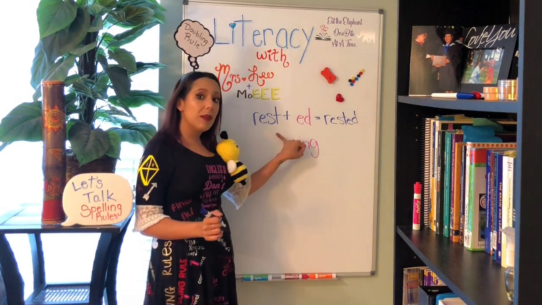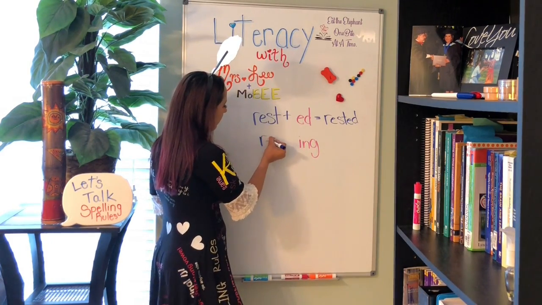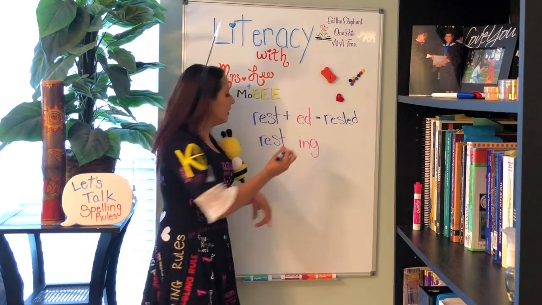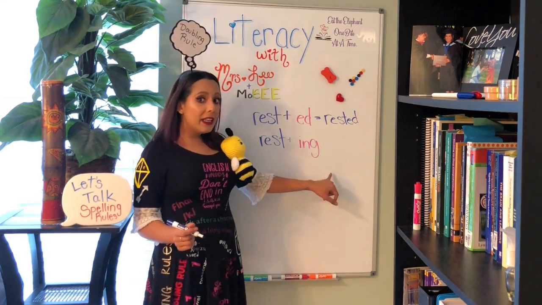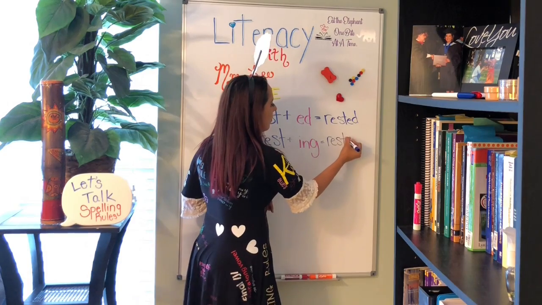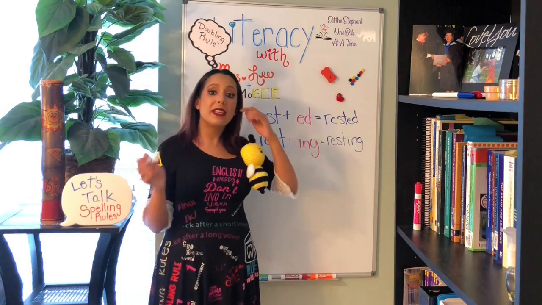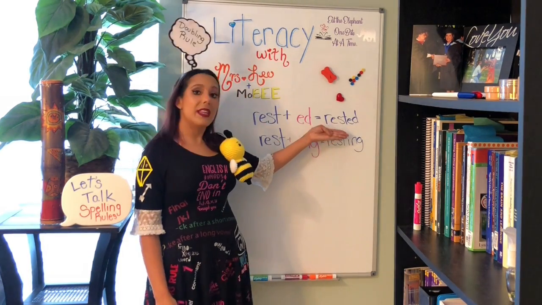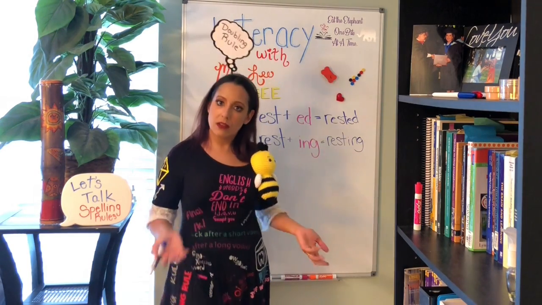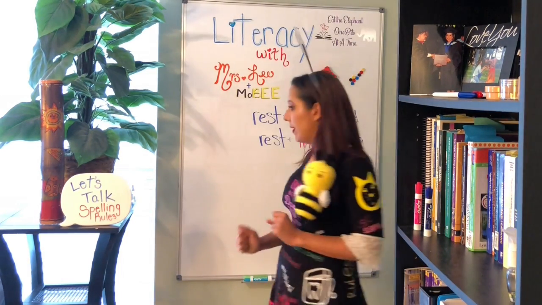Let's take the same word and make it into a verb. Rest plus ing makes resting. Something that you're doing right now. Rested is something that you did, past tense. Resting is a verb, something that you're doing right now. Let's try a different word with the same suffixes.